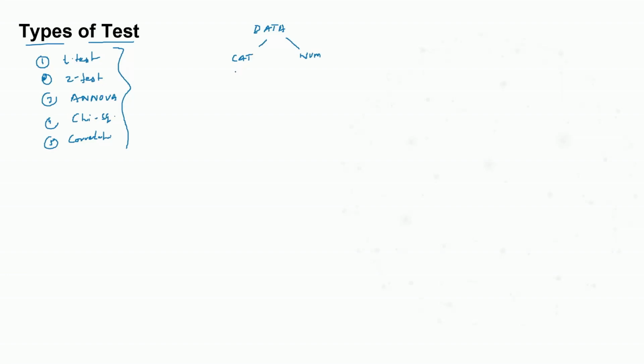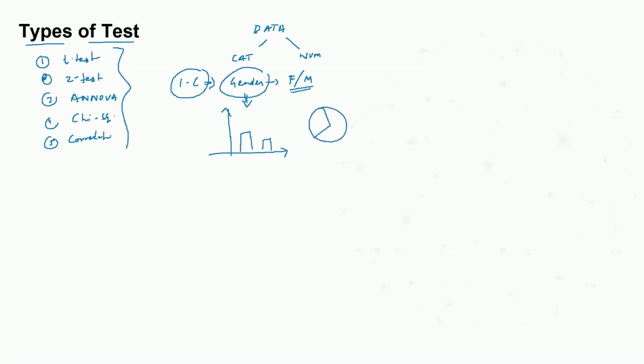Now, imagine you want to analyze one categorical feature, for example gender. You know that there are two valid values in gender, F and M. F belongs to female and M belongs to male. What is the best way of representing this data visually? The best way could be a bar graph, or it could be a pie chart as well, which can also tell you the distribution between F and M. But bar charts are highly recommended for categorical features.